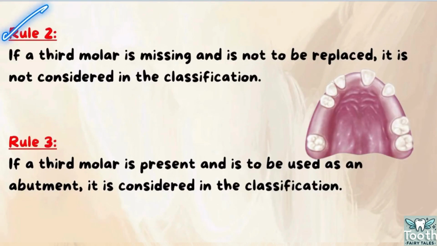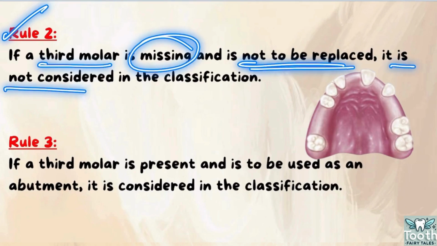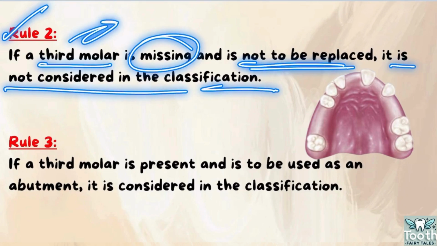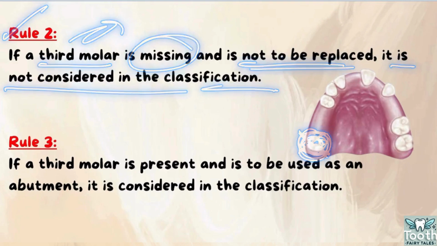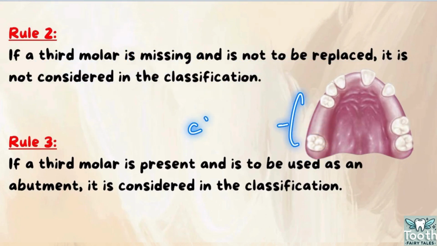Rule number 2 is, if the third molar is missing and is not to be replaced, it is not considered in the classification. That means, suppose this is a third molar, if it is missing and there is no idea to replace this missing tooth, then this tooth is not considered in the classification. This scenario becomes class 2 modification 3.